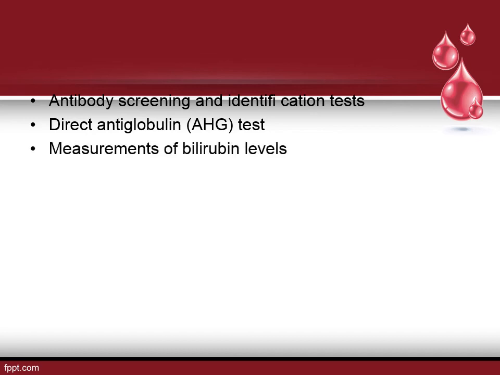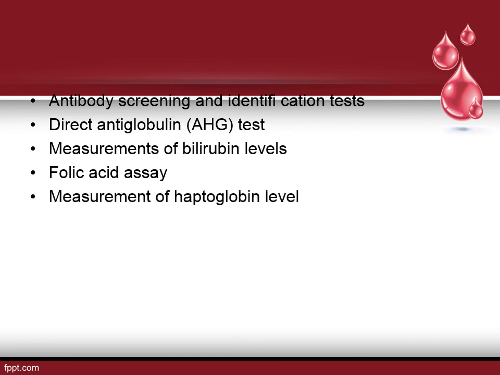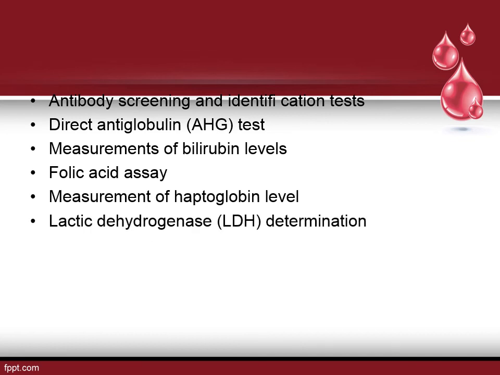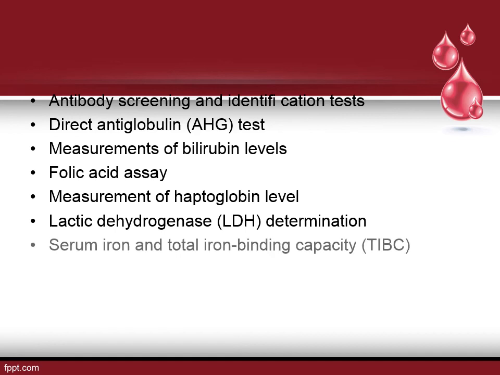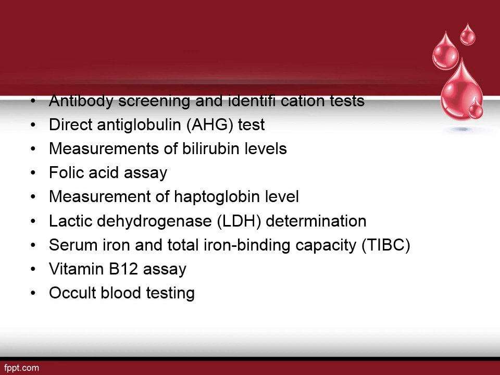Then next is the measurement of bilirubin level. If there is an increased bilirubin, it means there is excessive hemolysis. Next is folic acid. If there is a deficiency of folic acid, it means there is a folic acid deficiency. Measurement of haptoglobin level, lactic dehydrogenase determination LDH. So later you will know the importance of haptoglobin, the LDH determination, serum iron, total iron binding capacity, and vitamin B12 assay.